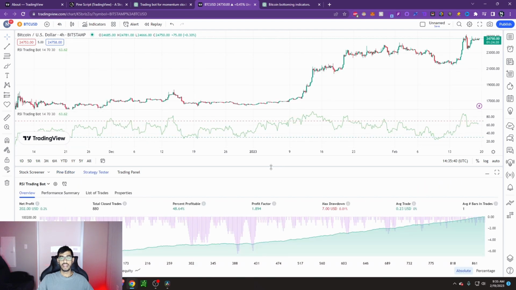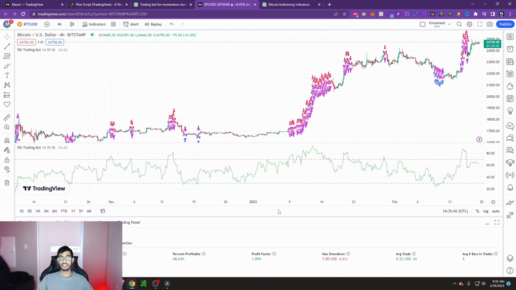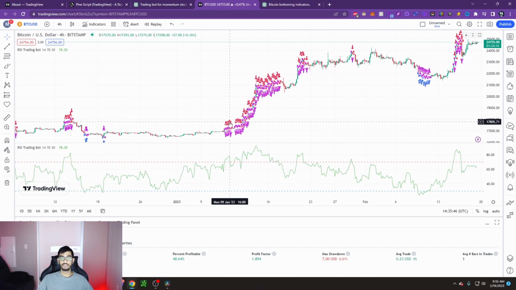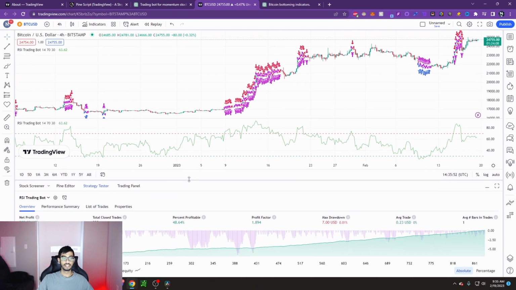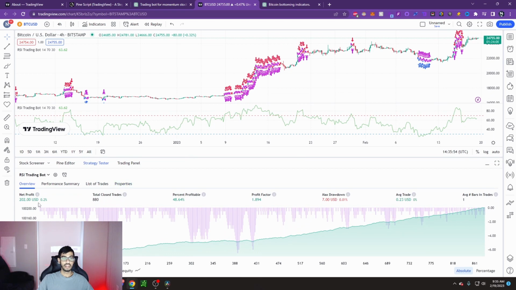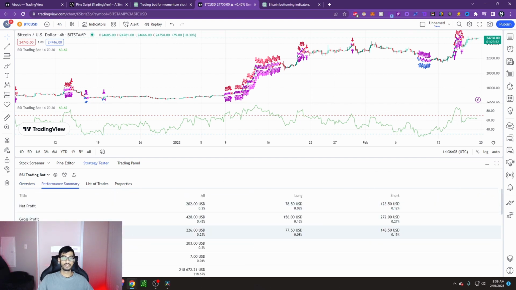What that's going to do is add this to the chart in real time, and you can even see some of the entries and exits here. Pink being the entries, red being the exits, I believe. So the best thing to do here after this is to go ahead and look at the performance. It has a net profit of about $200 or 0.2%, almost 50% profitable, almost a 2 profit factor, the max drawdown being $7 USD, the average trade being 23 cents in profit. So you can see the performance summary here.